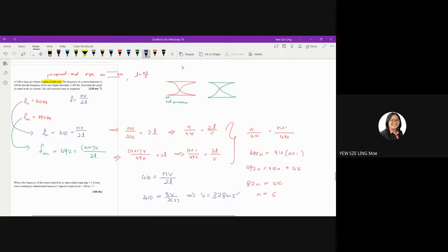You start from the general equations, and then from there you form two equations, which is NV over 410 equals 2L, and (N+1)V over 492 equals 2L. Then you can solve it by using simultaneous equations. And eventually you will obtain V equals 328 m/s.